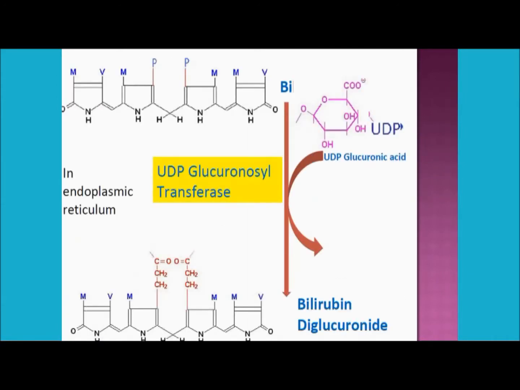So this is the step we have already discussed. This is the bilirubin, right? Now first UDP glucuronide will come and get added. This is the glucuronic acid. It will get converted into bilirubin diglucuronide, so 2 molecules of glucuronide have been added to it, right?